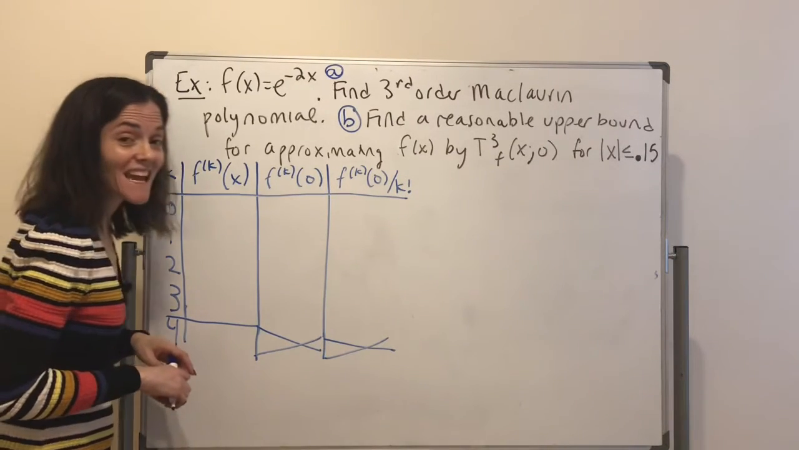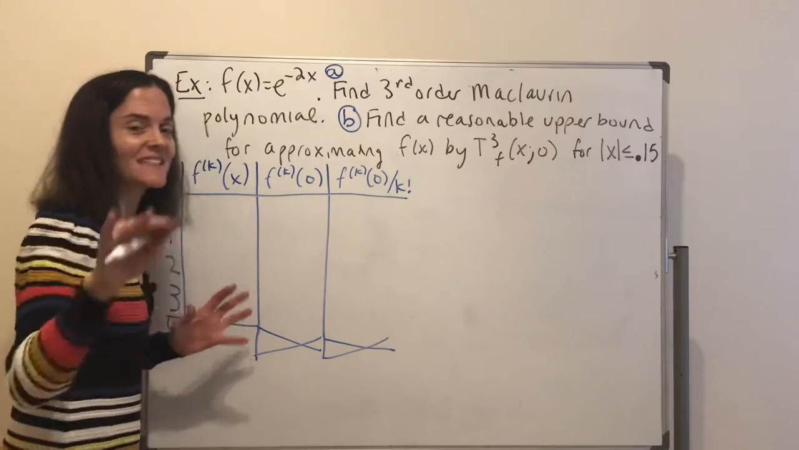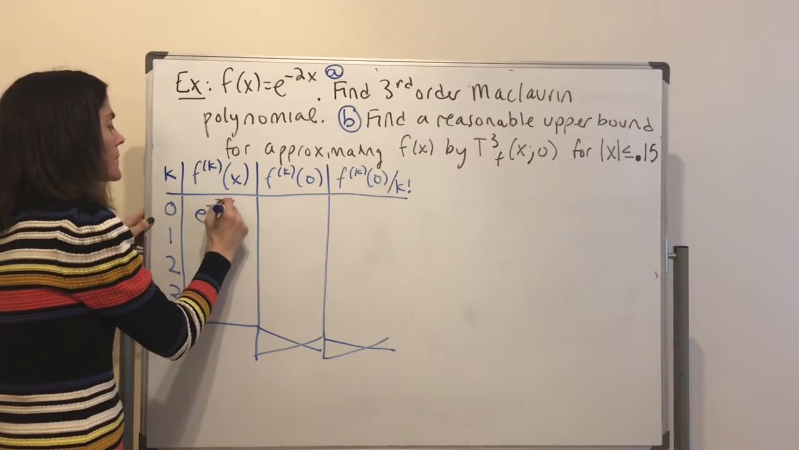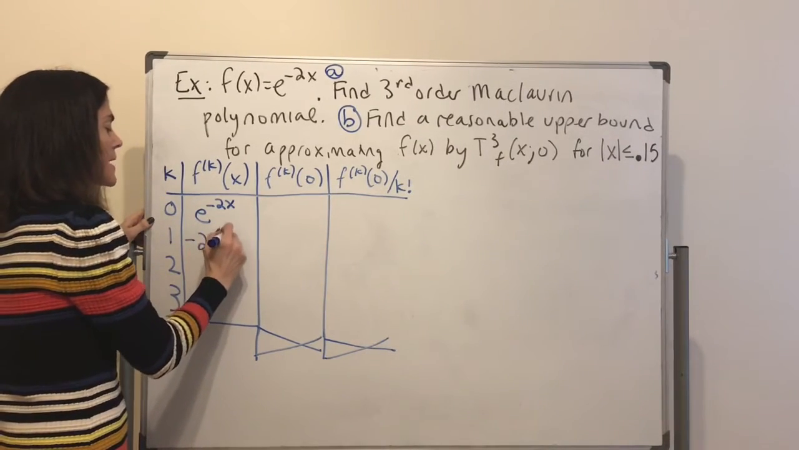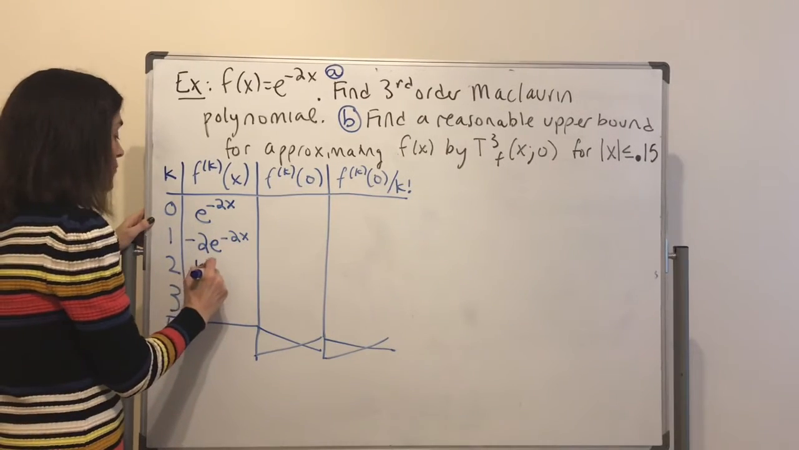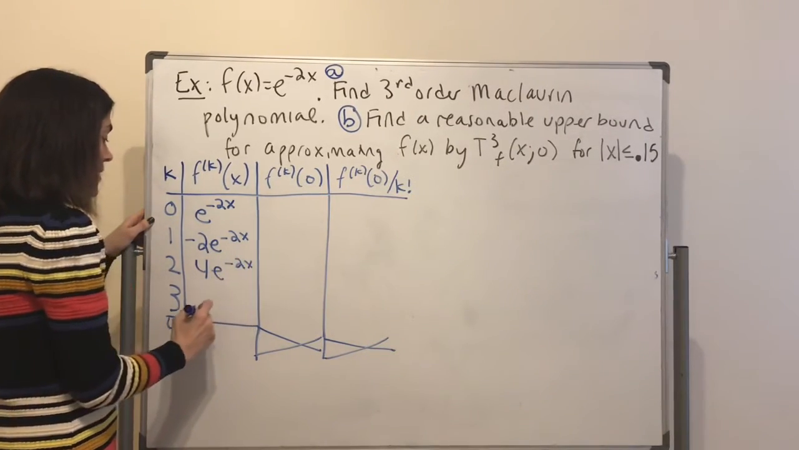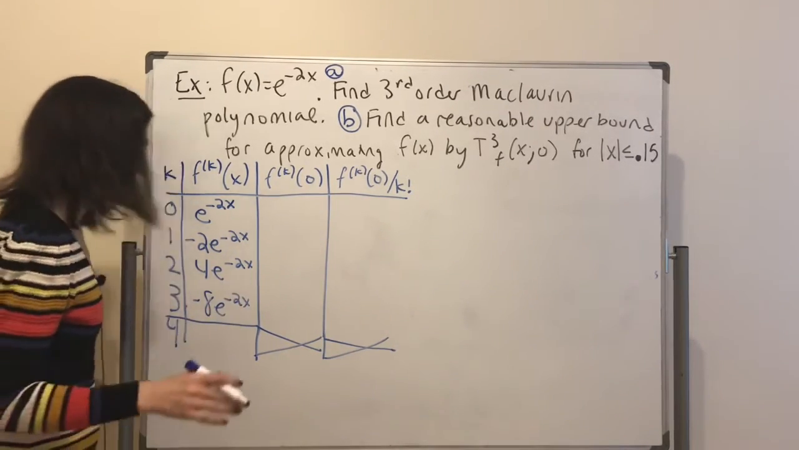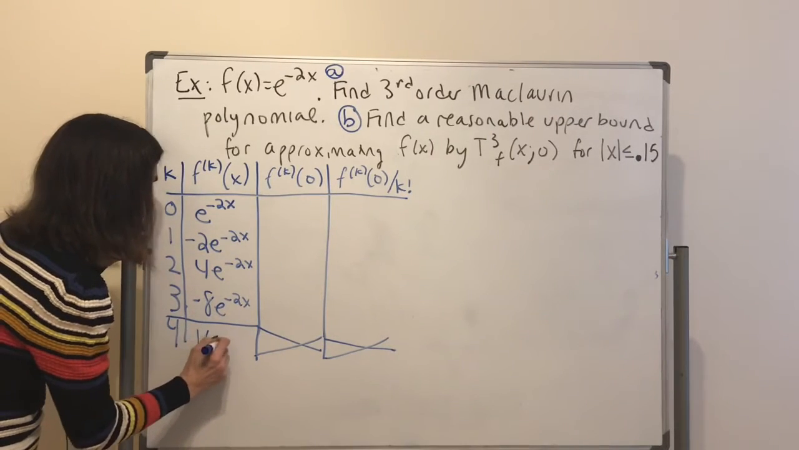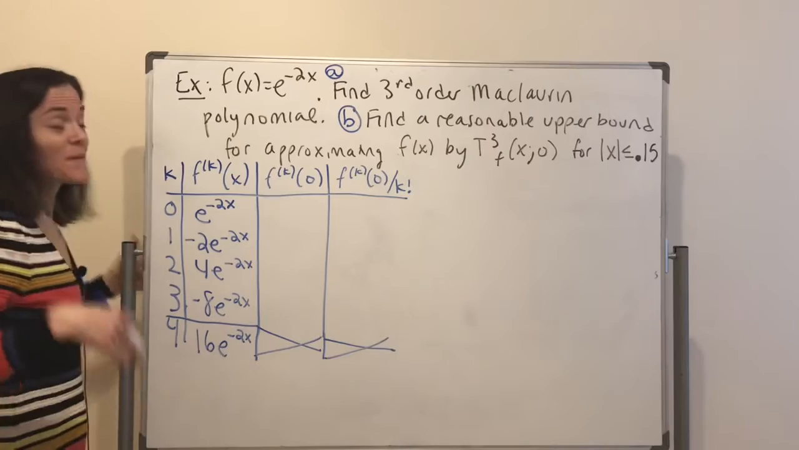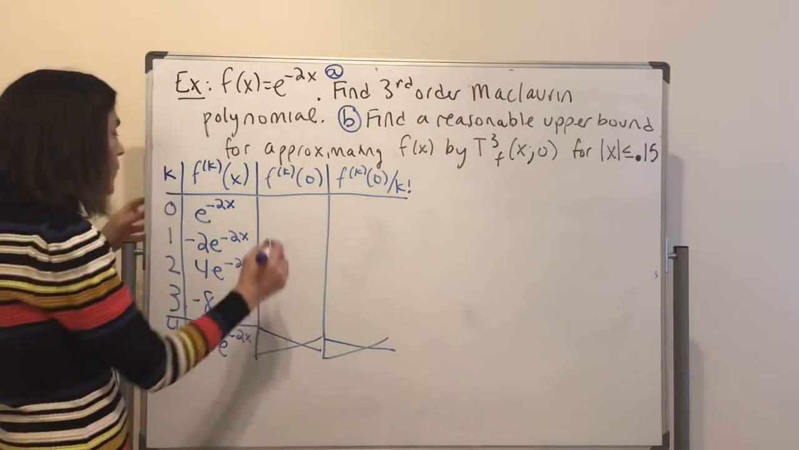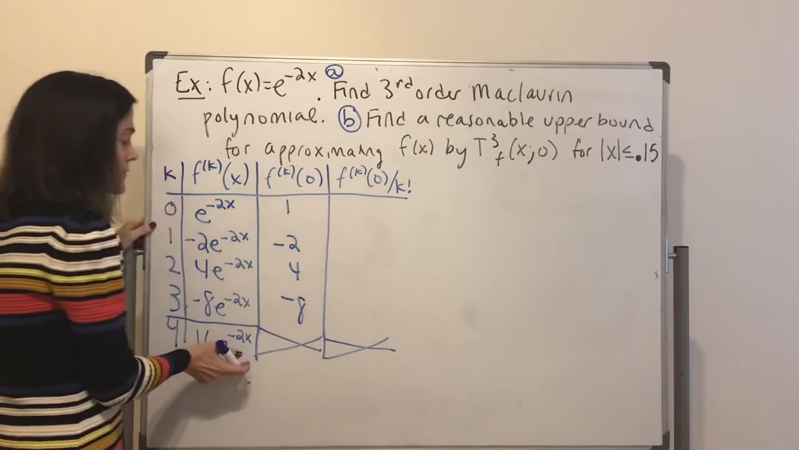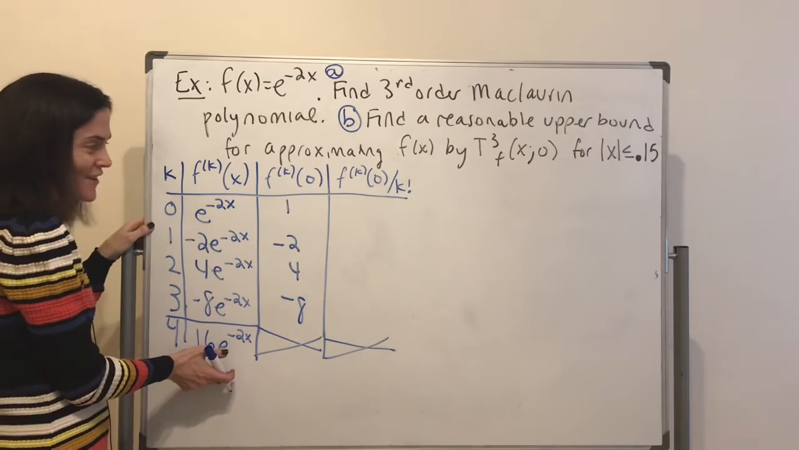When we differentiate, it's technically chain rule, but the inside function has derivative -2. My original function is here, and then I have -2e to the -2x. We have +4 e to the -2x. We have -8 e to the -2x. And finally, it's going to be 16 e to the -2x. Then we evaluate at 0, and e to the 0 is 1, and so I'm just copying down these coefficients here. I don't need it for the fourth. This is just for my error.